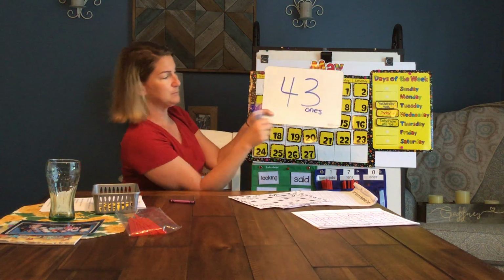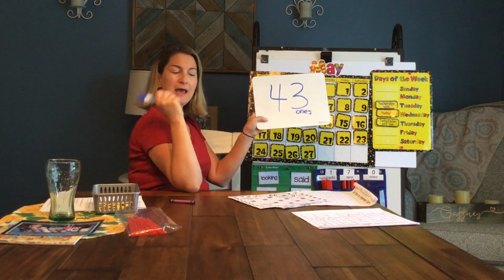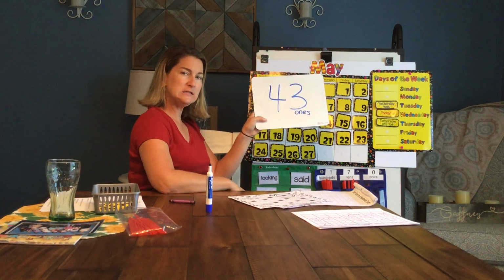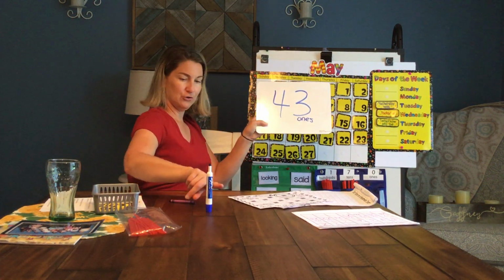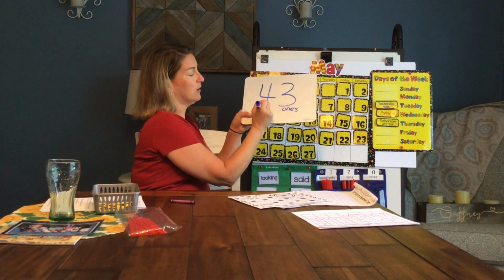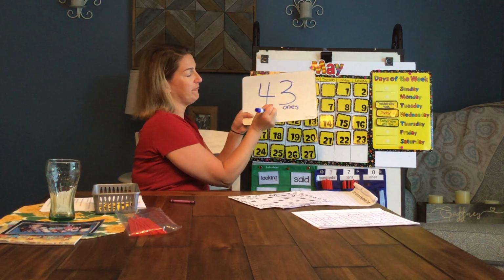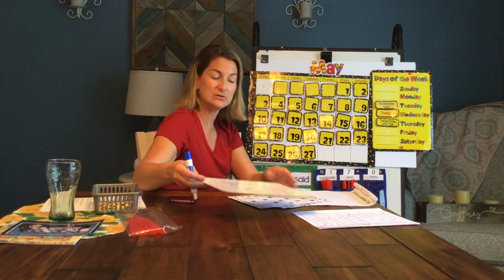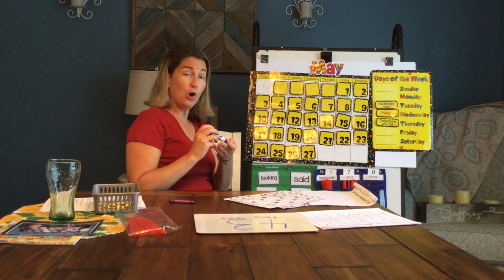This is the ones place over here, which means how many tens do we have in 43? What number is in the tens place? Good. 4. The 4 is in the tens place. 43. 4 tens and 3 ones. Super smart. Awesome. We are almost done.